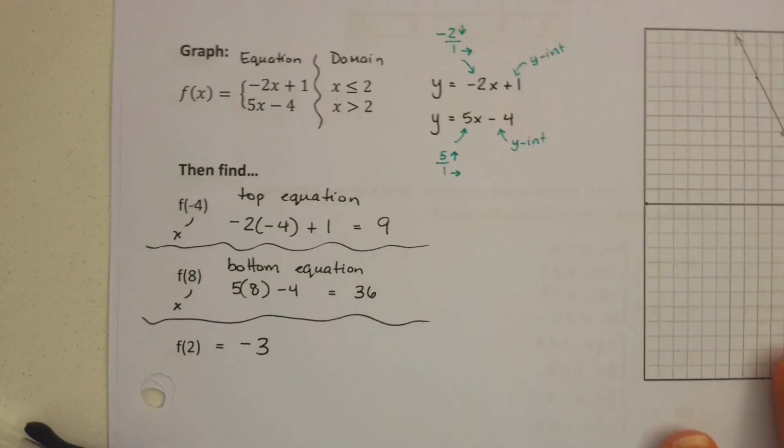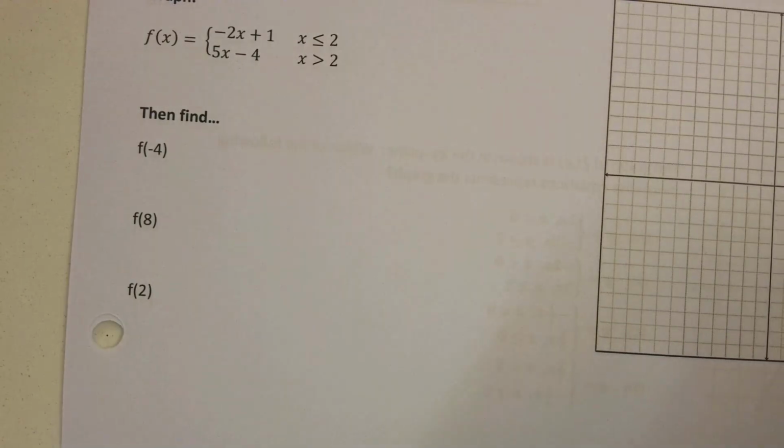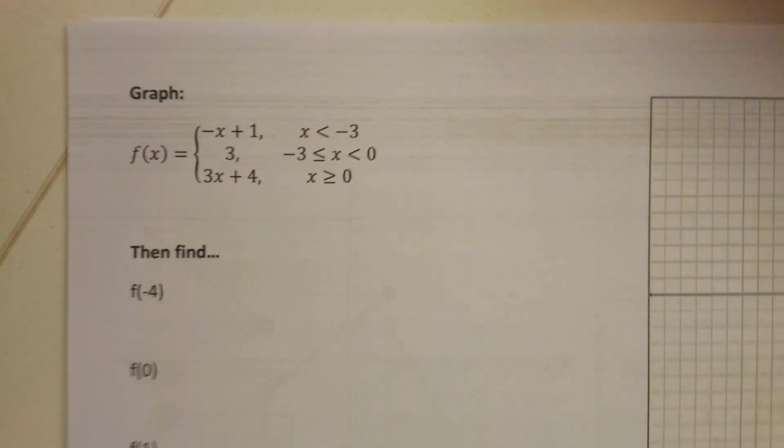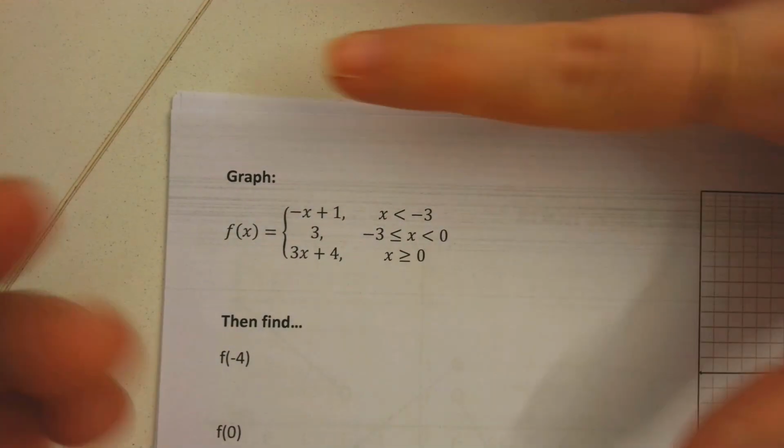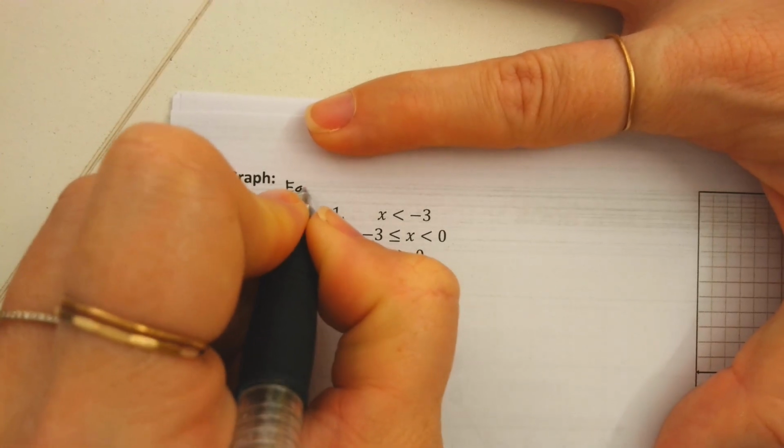All right, flip it over. Let's do another one. The one on the back has 3 equations. Works the same way though. They're given on different domains. Again, the left part of it is the actual equation.